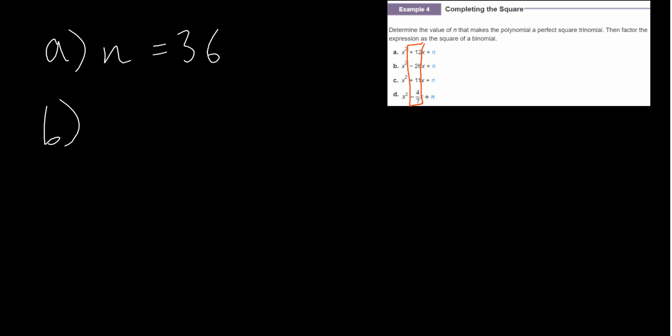The next one, it's a negative 26. What is half of negative 26? That's negative 13. I'm sorry, I said negative 23 at first. Negative 13 squared is 169. So we've got n is equal to 169.